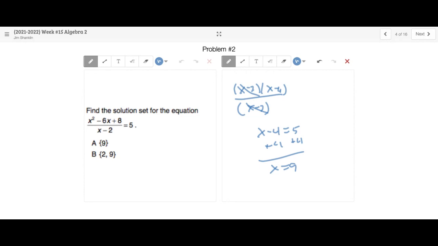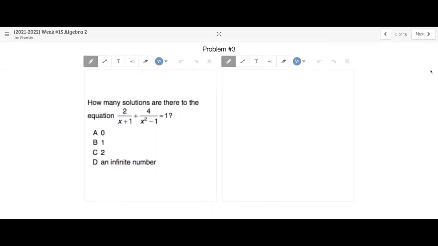All right. Problem number 3. Since I didn't get to do my attendance yet, this just says how many solutions are there to the equation. Doesn't ask you to solve. Well, I think you should solve it just to get there, but that's what I would do. Why don't you guys work on that?